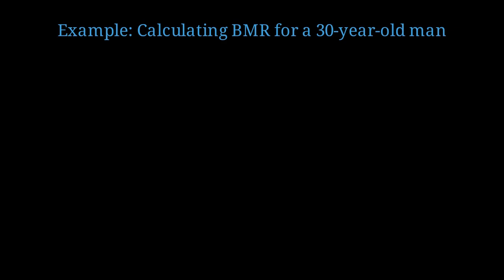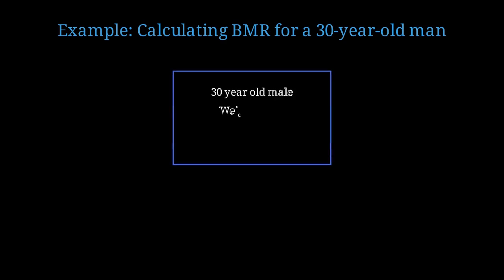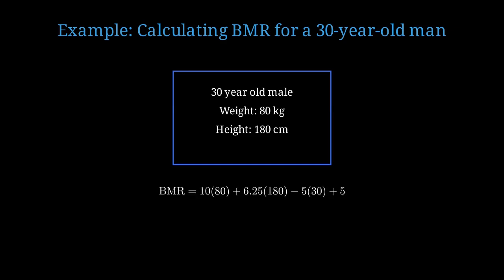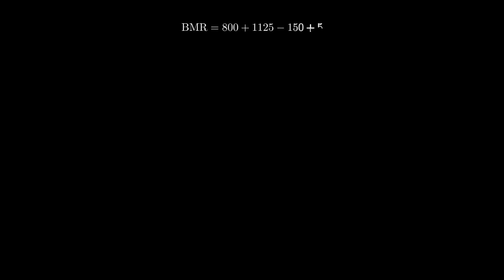Let's calculate BMR for a specific example. A 30-year-old man who weighs 80 kilograms and is 180 centimeters tall. Here are our parameters. 30 years old, 80 kilograms, 180 centimeters. BMR equals 10 times 80 plus 6.25 times 180 minus 5 times 30 plus 5. That's 800 plus 1125 minus 150 plus 5. BMR equals 1780 calories per day. This is just his resting metabolic rate.